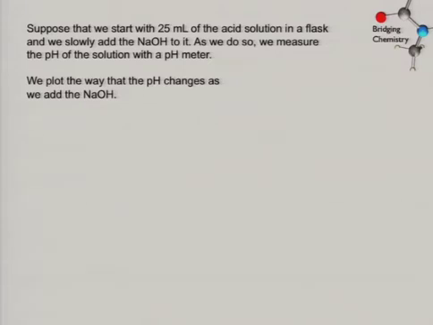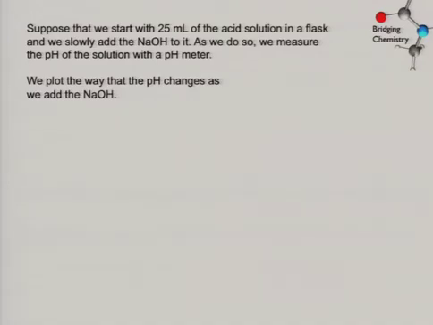Let's imagine that we start with a conical flask and we put into it 25 mLs of our acid solution. Right? We can get a pipette and we can carefully pipette 25 mLs of our HCl solution into this little flask. And then let's imagine what we're going to do is rather than just pour the sodium hydroxide in and be done with it, we're going to slowly drip it in. And as we slowly drip the sodium hydroxide in, we're going to measure the pH of our acid solution in the flask.